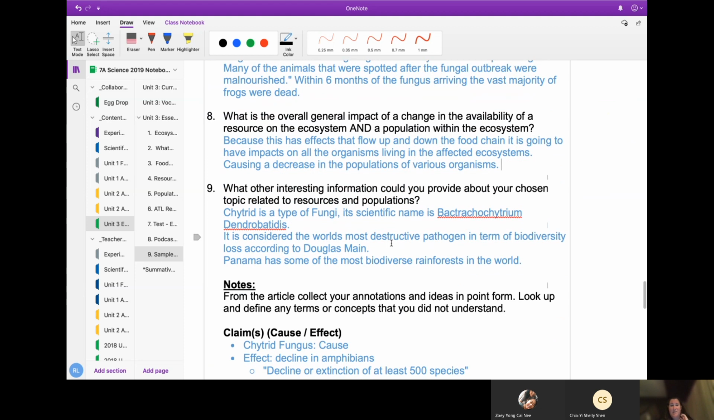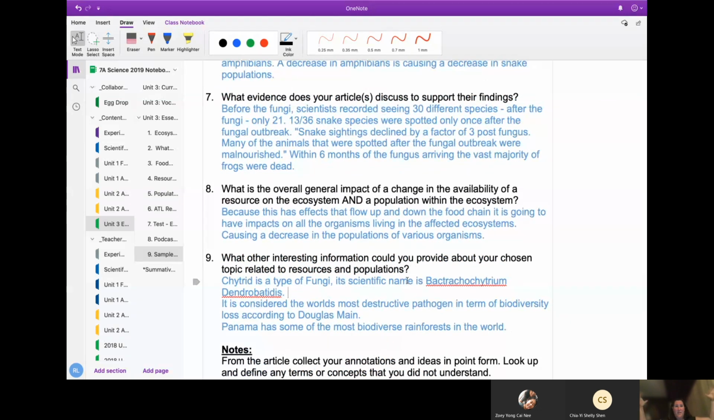The last question is just, is there any other information you would provide? Maybe you did some extra research, like maybe you defined a couple of words, any other facts that might be relevant. You may or may not have anything for that question. That's okay. So that's the first step in taking all the information from your article and putting it together to try and understand the information in it.